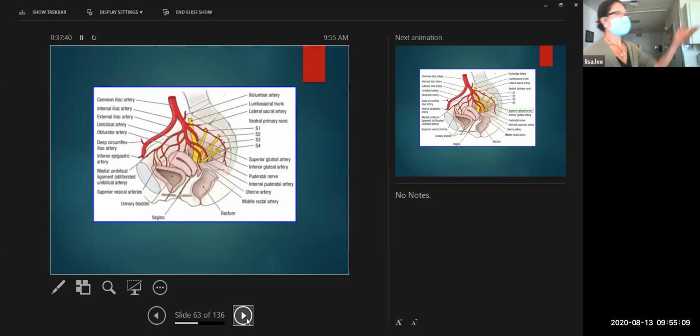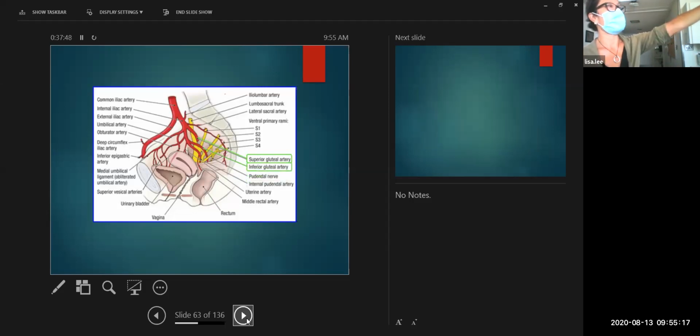Okay, why did she have a sore bottom? Because they probably got the superior gluteal, so they probably put that ligation too proximal. Or not ligation, but the embolization was too proximal.